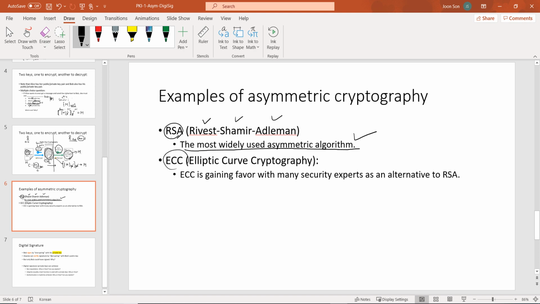And ECC is elliptic curve cryptography. ECC is gaining favor with many security experts as an alternative to RSA. So of course, RSA is the most widely used asymmetric encryption algorithm, but ECC is gaining its popularity. Okay, thank you.